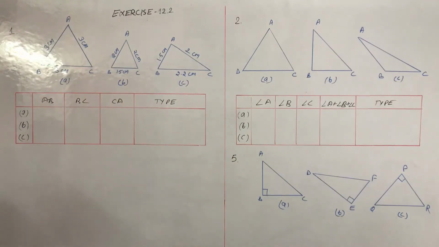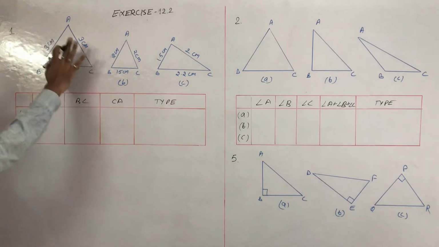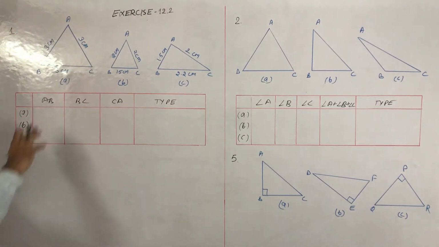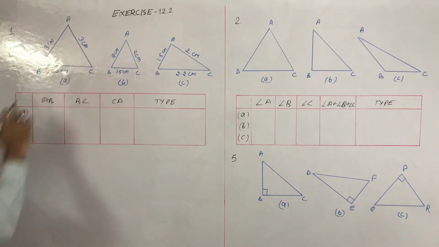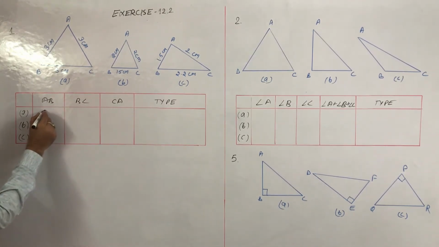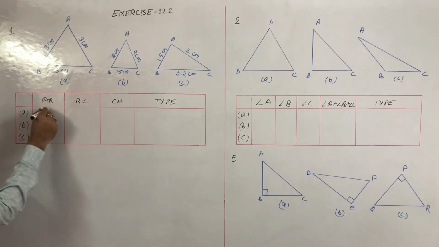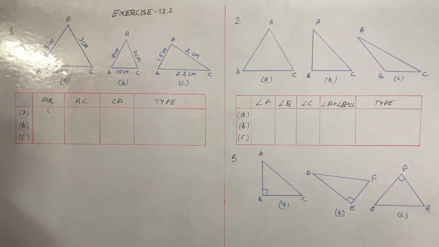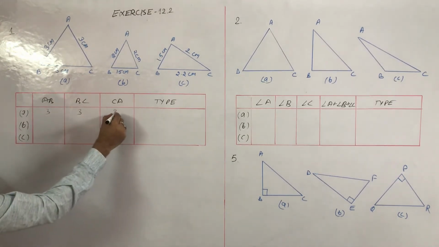Now we will solve exercise 12.2. First question. Looking at the sides, classify the triangles according to sides. Fill in the table. So this is the first part, first triangle. In the first triangle, all three sides are equal in length, and length of each side is equal to 3 cm. So in the table, we are required to write length of AB. Length of AB is 3 cm. Then length of BC, again 3 cm. Length of CA, 3 cm.